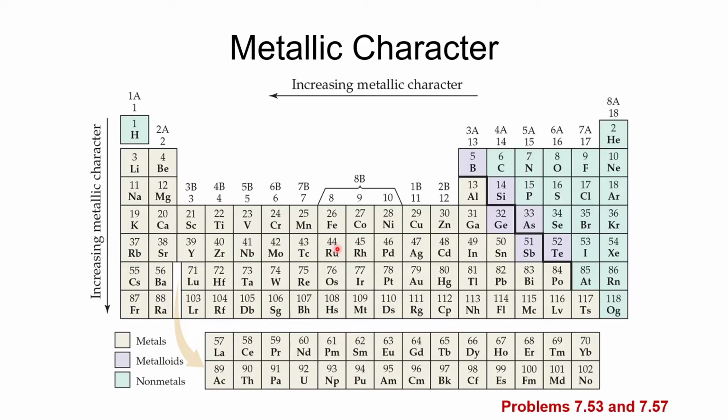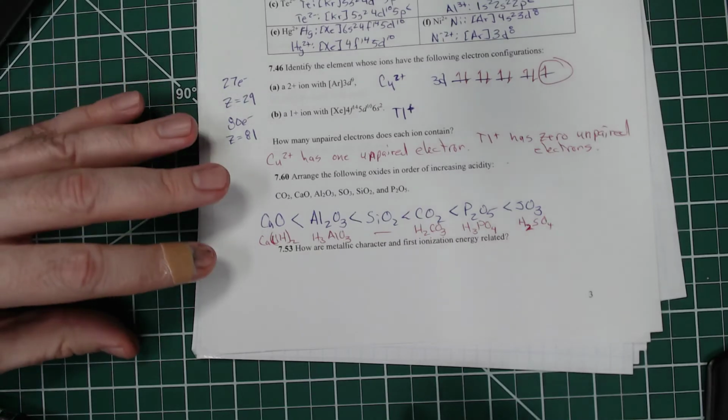All right, and then back to this metallic character. All these properties that we've talked about for metals increase as we go down and to the left, towards cesium. I'm going to leave francium out of this because francium is so radioactive. It's going to make you have a bad day if you get exposed to francium.